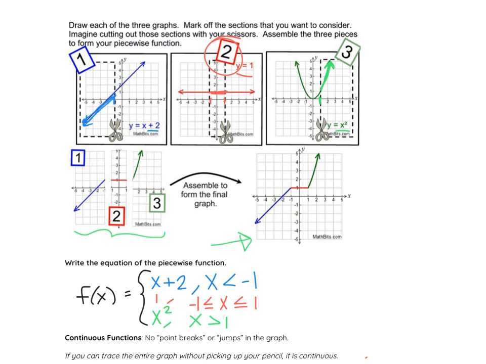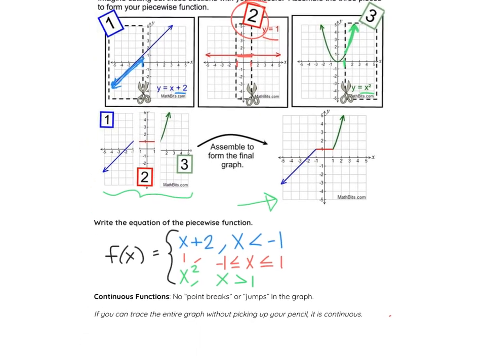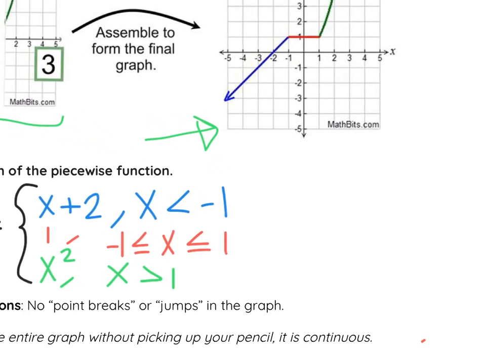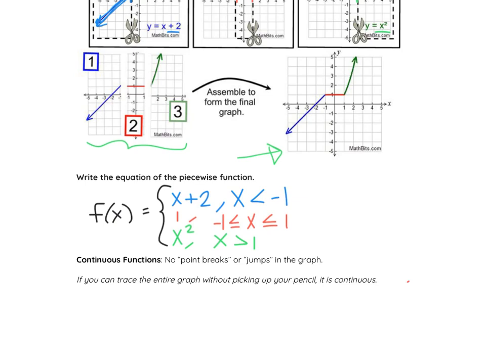So notice too, the definition of a function is that you can't have the same x value give you 2 different y values. So we couldn't have them overlap. That means at x equals -1, there should only be 1 or equal to. There can't be 2 or equal to's at -1 for the x values there. Same thing with the +1, right? So we can only have the or equal to at one spot. It can't be at both spots.